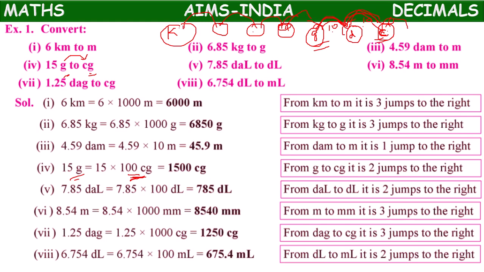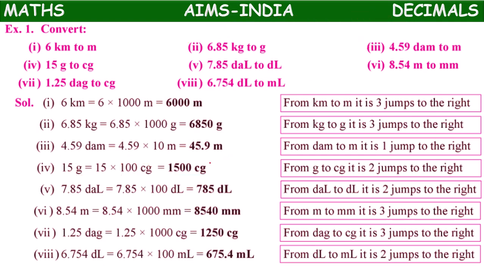For each step, from higher to lower, we have to multiply with 10. From lower to higher, we have to divide with 10. That concept we have learned yesterday. According to the same, from gram to centigram, we are jumping 2 steps. So we have to multiply with 100. So in the place of gram, we can keep 100 centigram. So 15 into 100, 1500 centigram. Like that we have converted.